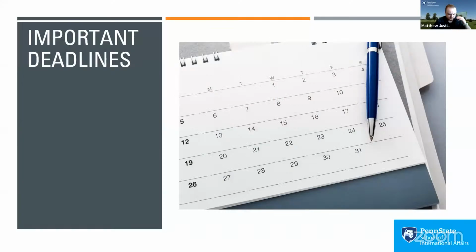So first, let's talk about important deadlines. And if you're taking notes or you want to screenshot some of these things so that you have them, this is a great time for that. So the first deadline is January 31st, and this is for merit-based scholarship consideration. In order to be considered for merit-based scholarships at the School of International Affairs, you must have an entirely completed application by January 31st of 2024 by 11:59 p.m.